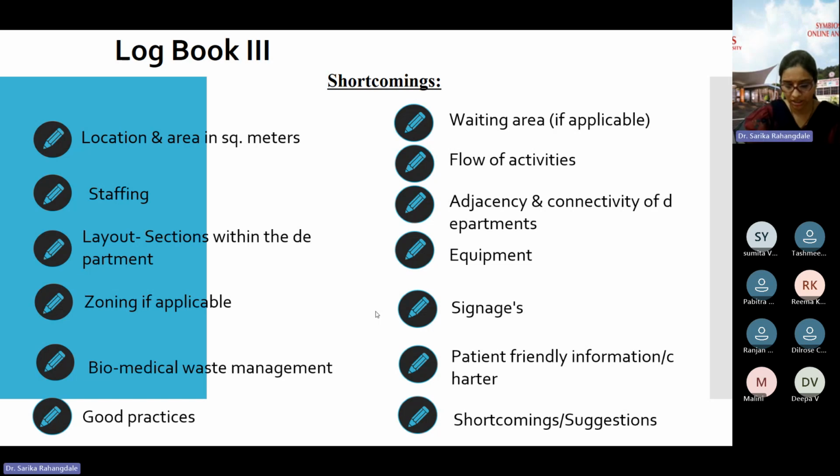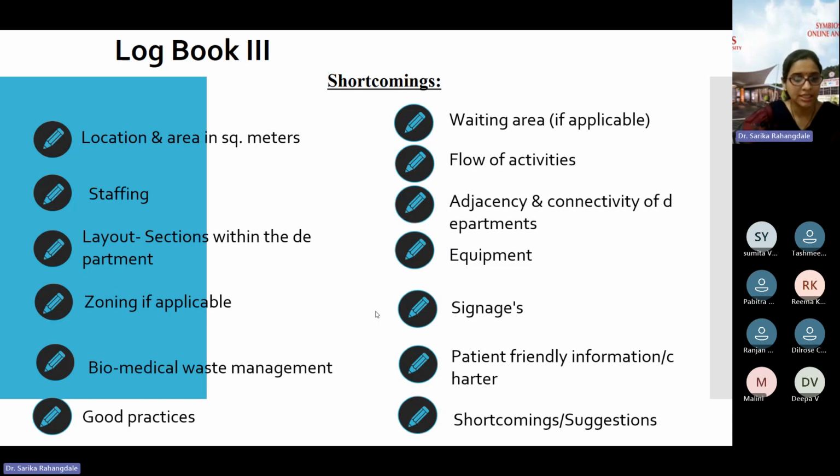Next is equipment. For equipment, you have to see what equipment is available in that department. Like if there is an OPD, how many stethoscopes are there? If a small surgery has to be carried out, whether there is a small room available or not, whether the nursing staff is sufficient or not. That way you have to look for the equipment.